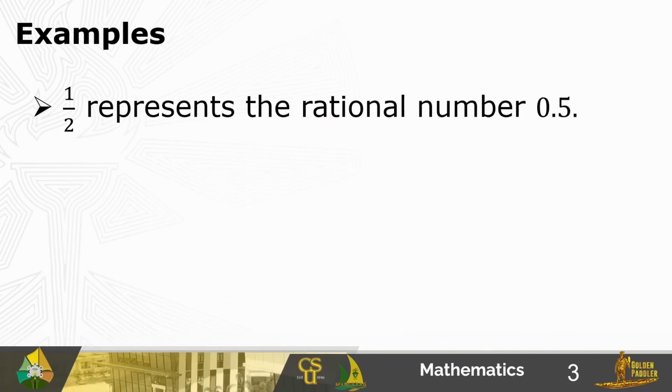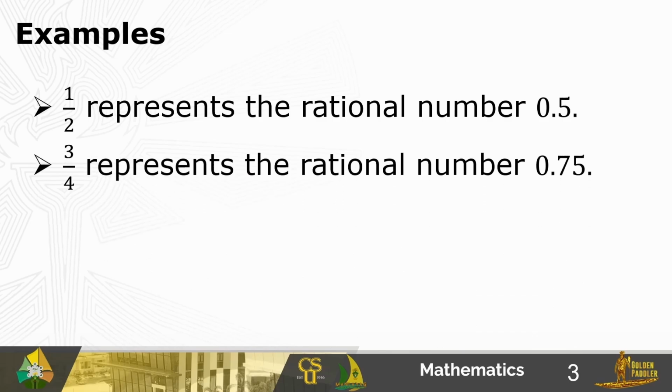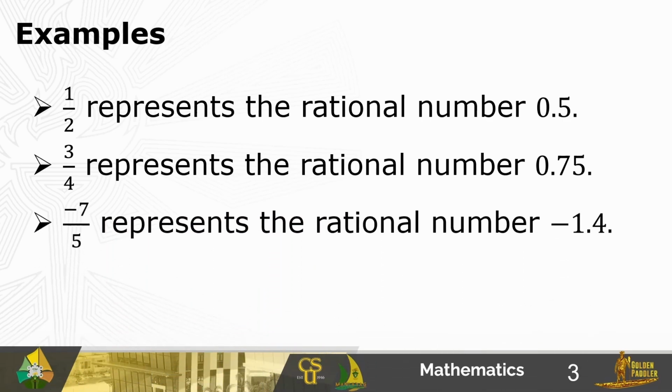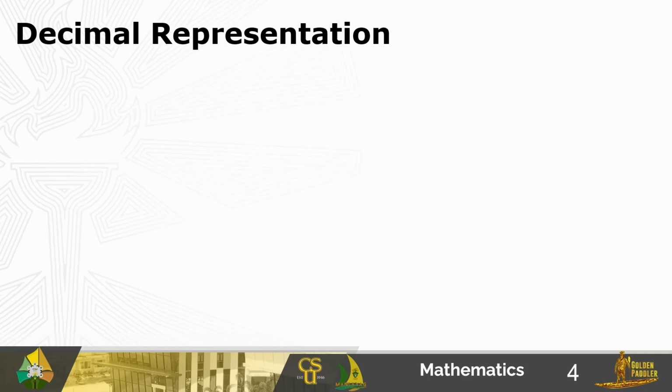Number 1. 1/2 represents the rational number 0.5. Another example is 3/4, which represents the rational number 0.75. And then negative 7 over 5 represents the rational number negative 1.4. So as you can see here, we can represent a fraction as a rational number in decimal form.